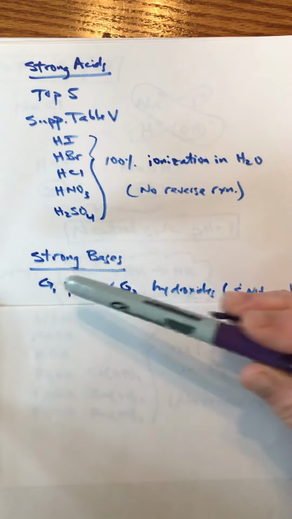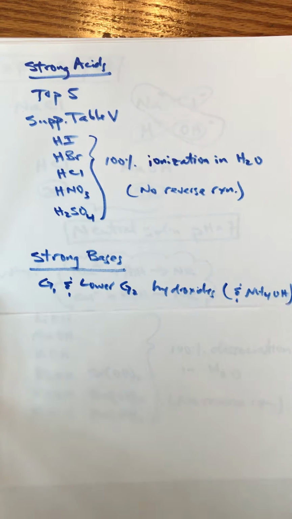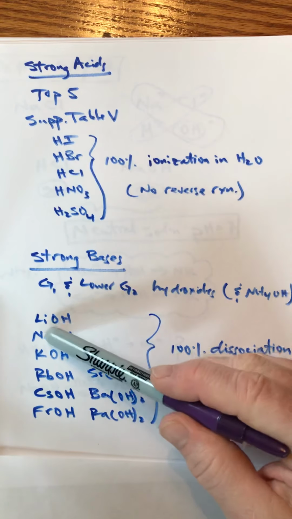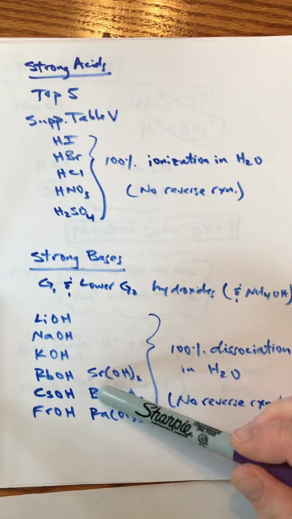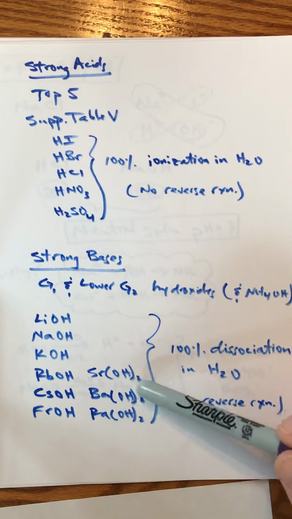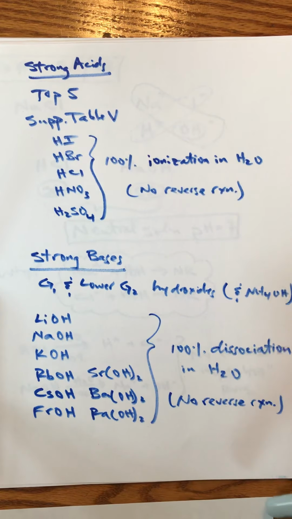Strong bases are the group 1 hydroxides and the lower group 2 hydroxides. And don't forget, ammonium hydroxide and calcium kind of splits the difference. We'll stay away from calcium because it's right in the middle. So lithium, sodium, potassium, rubidium, cesium, and francium with hydroxide. Strontium, barium, and radium with hydroxide taken twice because of group 2. 100% dissociation in water, no reverse reaction.